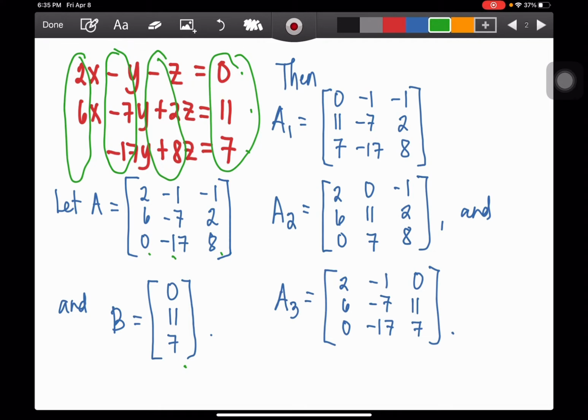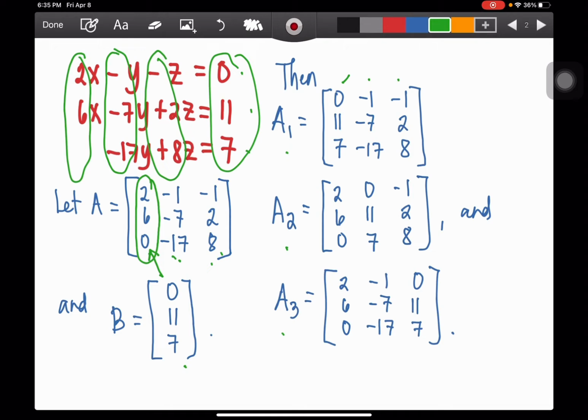Then we are going to build or create three matrices here. We have A sub 1, A sub 2, and A sub 3. A sub 1 is created when you replace your first column by this one. Okay? So you replace 2, 6, 0 by 0, 11, 17. So you have here, and then copy the rest. Okay, negative 1, negative 7, negative 17, negative 1, 2, 8.